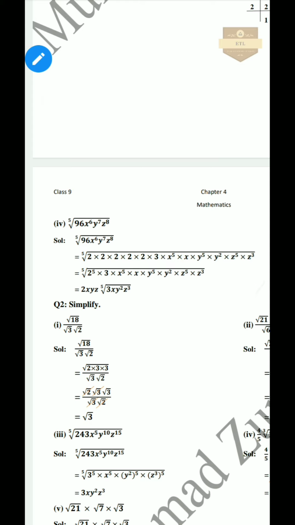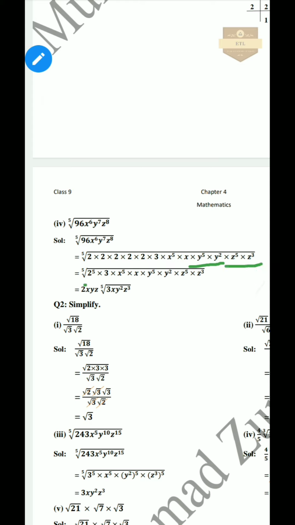Next in part number 4 we have fifth root of 96 x power 6 y power 7 z power 8. As we have fifth root, we have to convert these into the power of 5. So 96 can be written as 2 multiplied by 2 multiplied by 2 multiplied by 2 multiplied by 2 multiplied by 3, that is 2 power 5 multiplied by 3. x power 6 can be written as x power 5 multiplied by x, and y power 7 can be written as y power 2 multiplied by y power 5, and last we have z power 5 into z power 3.